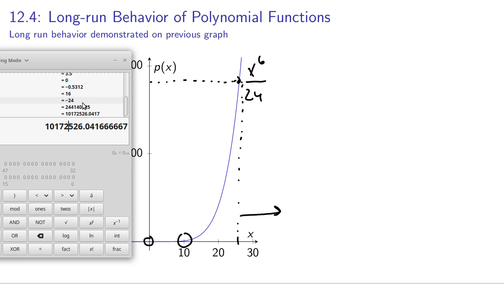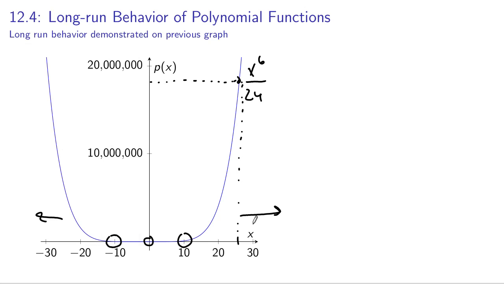So maybe we didn't trace this very well. Although 10 million looks like it's right here. But again, we're approximating. This long-run behavior is not exact. It's an approximation. The further away from 0 we get, the closer we get to the actual value.